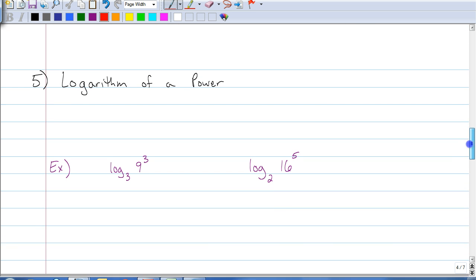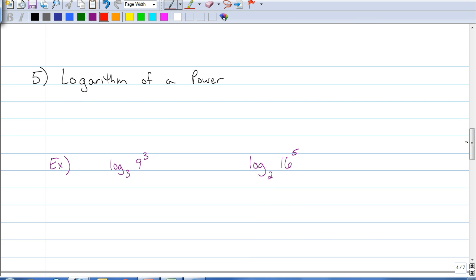Okay, let's look at this last property. This is called the logarithm of a power theorem. What this theorem states is this. If you have a number in front of a logarithm, doesn't matter what the base is, that number is really the exponent for that value.